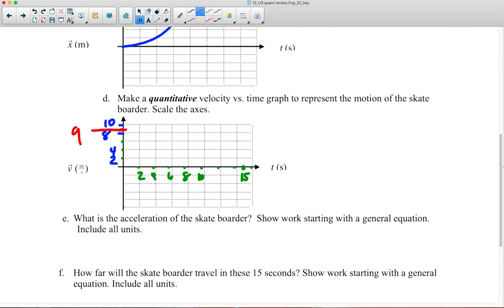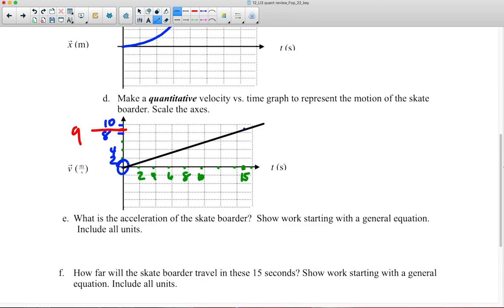So if we're starting at rest, our starting velocity is going to be 0. And at the 15-second mark, our velocity is going to be 9 meters per second. And then we want to draw a line from there. If you have 2 pencils, maybe you could use the edge of your pencil to draw that out. You can put that on there and we'll be good to go.